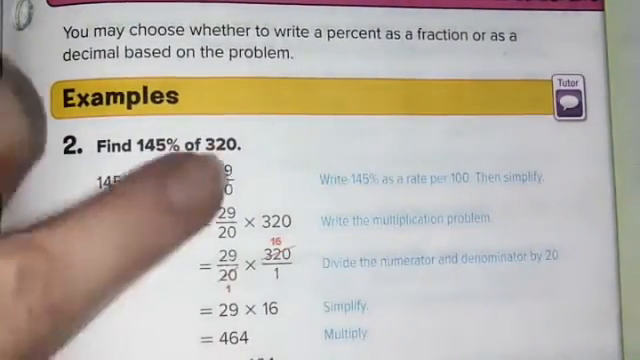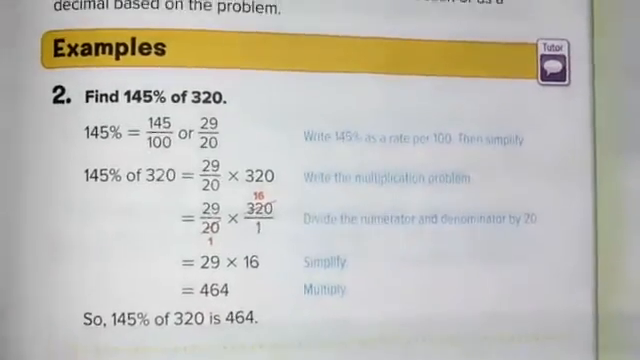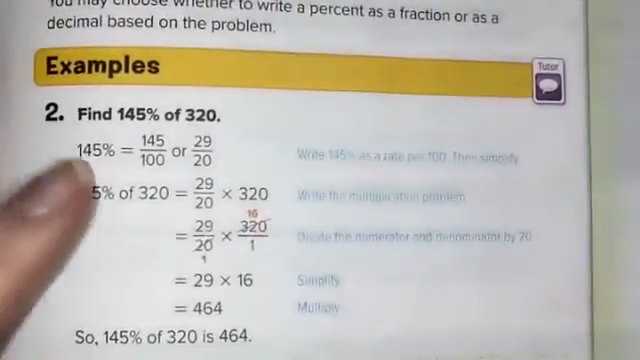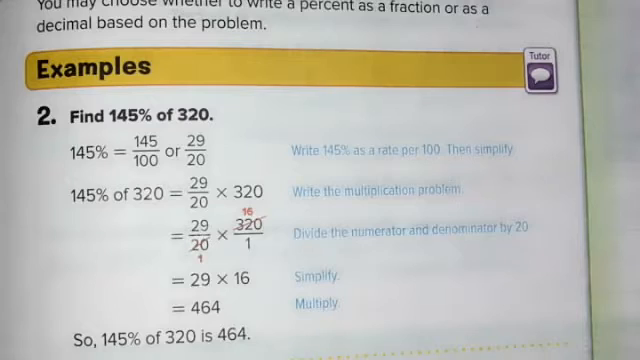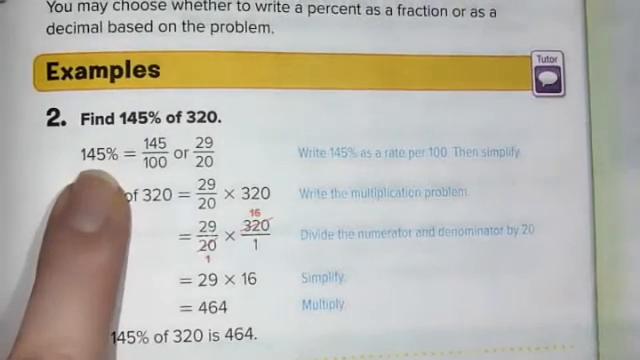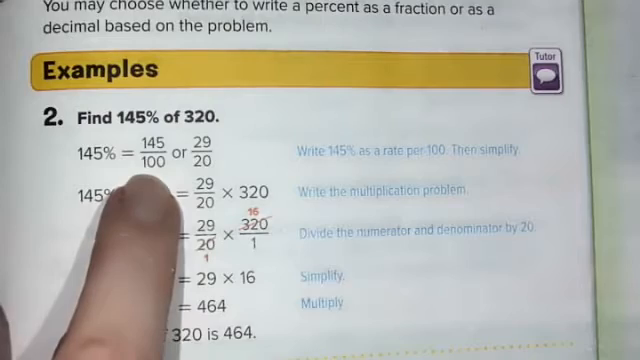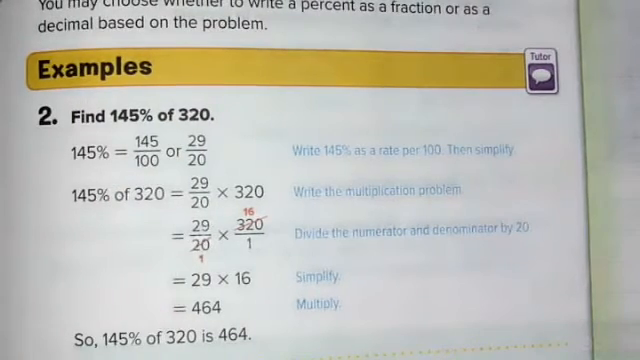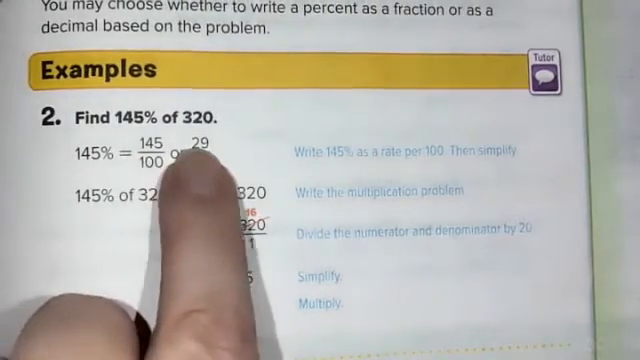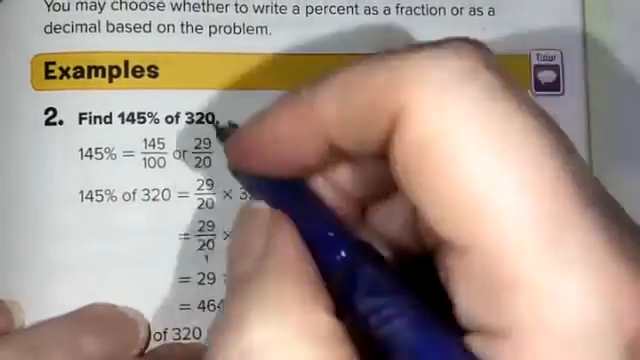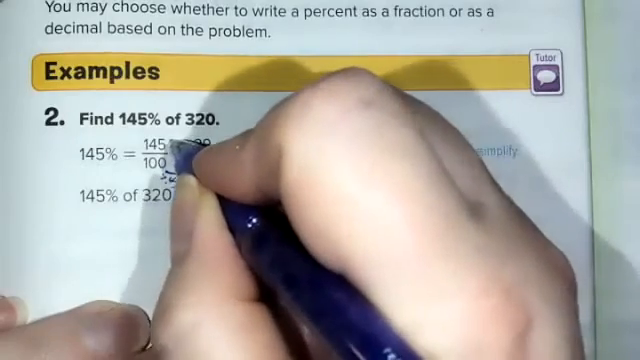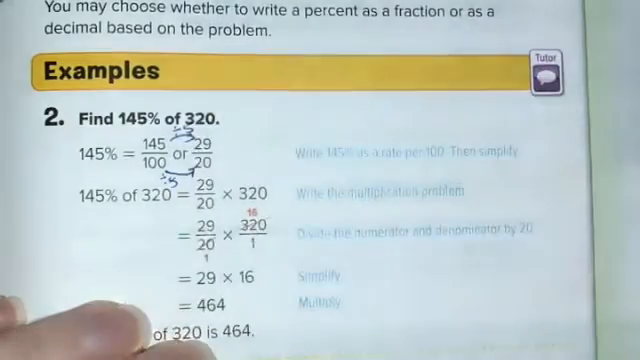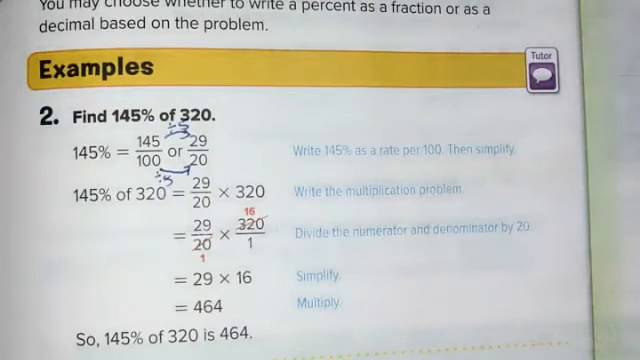This one's done for us, so we can just walk through this process. Find 145% of 320. They work with fractions for this, which is a great choice. 145% can be written as 145 over 100. Then we can simplify that, since these are both divisible by 5. When you divide by 5, that fraction simplifies to 29 over 20.